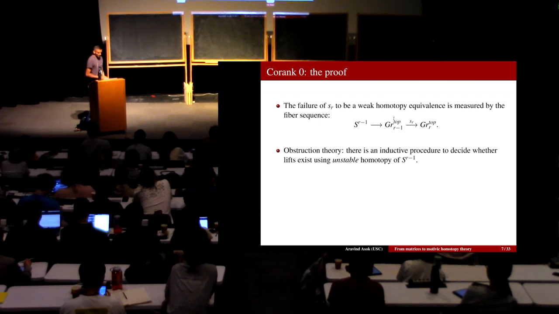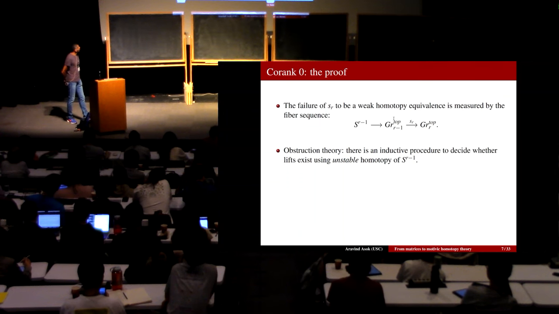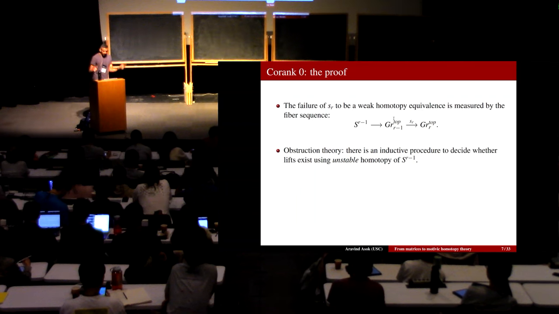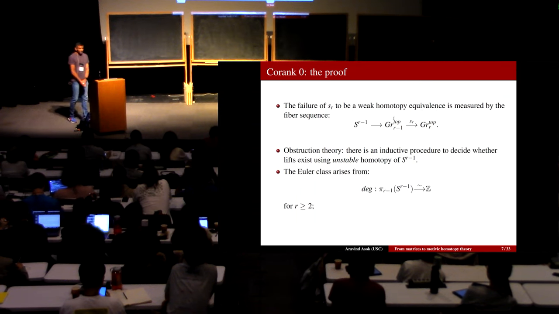I don't want to go into the details too much, but maybe the one point that I'd like to make is that the obstructions depend on the unstable homotopy of the R minus one sphere. All right, so let me say something a little more concrete now. So where does the Euler class come from?